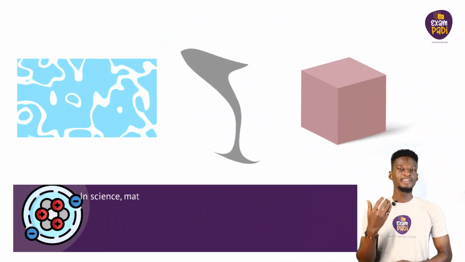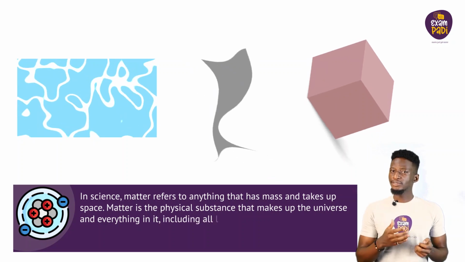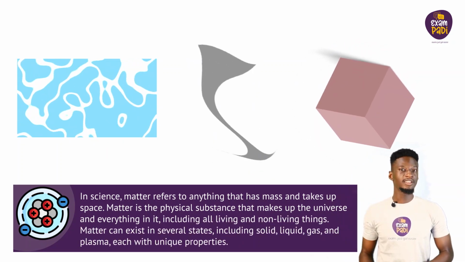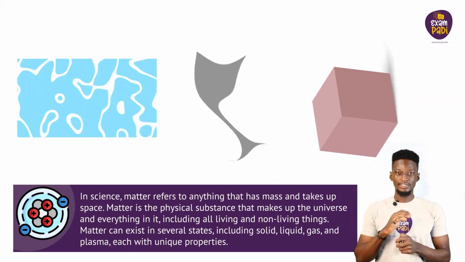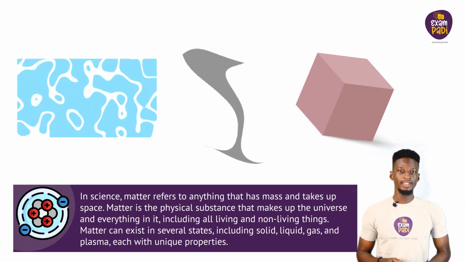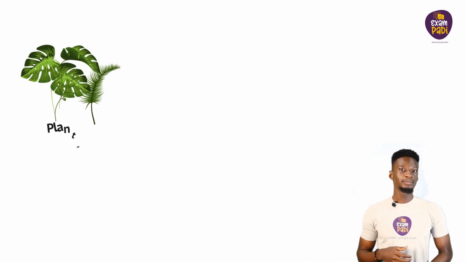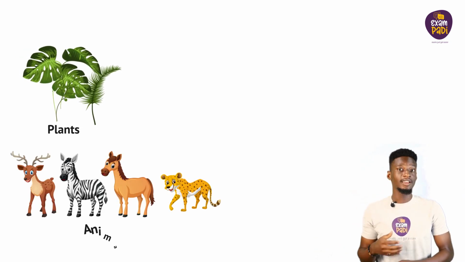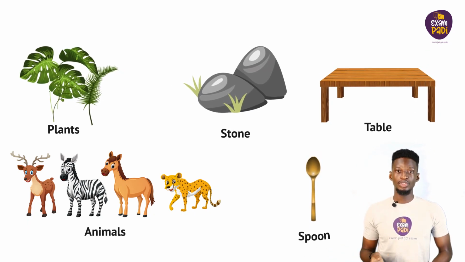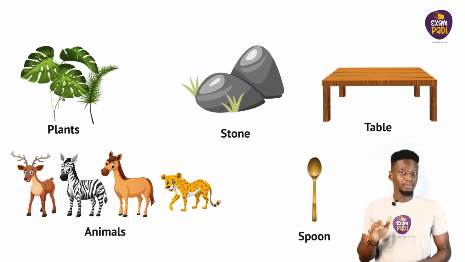In science, matter refers to anything that has mass and takes up space. Matter is a physical substance that makes up the universe and everything in it, including all living and non-living things. Matter can exist in several states, including solid, liquid, gas, and plasma, each with unique properties. It can also exist in different forms. For example, matter can be living things like plants and animals, and non-living items like stones, tables, spoons, papers, and so many others. Matter is made up of discrete particles.